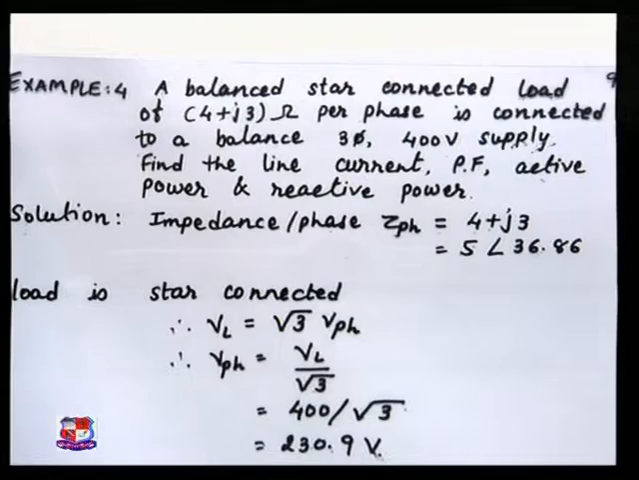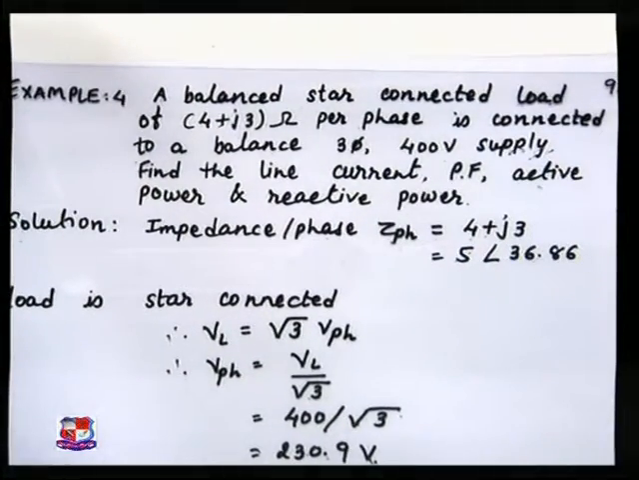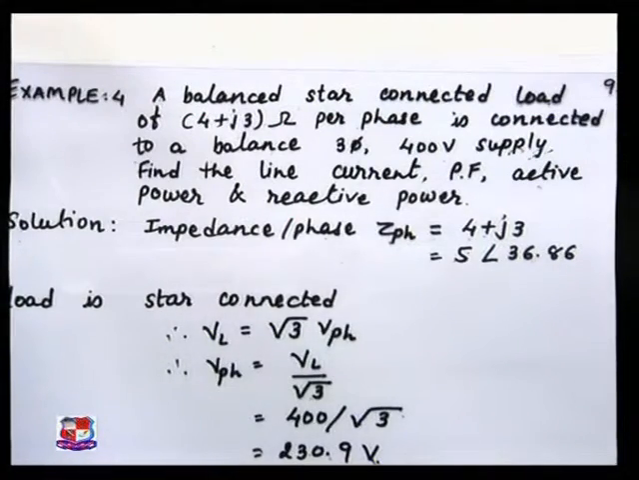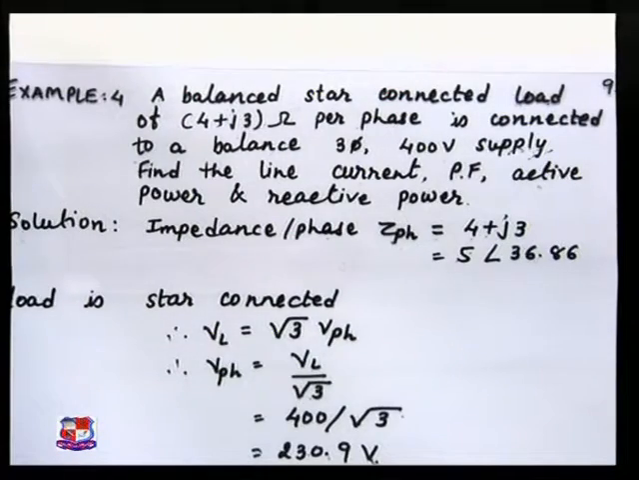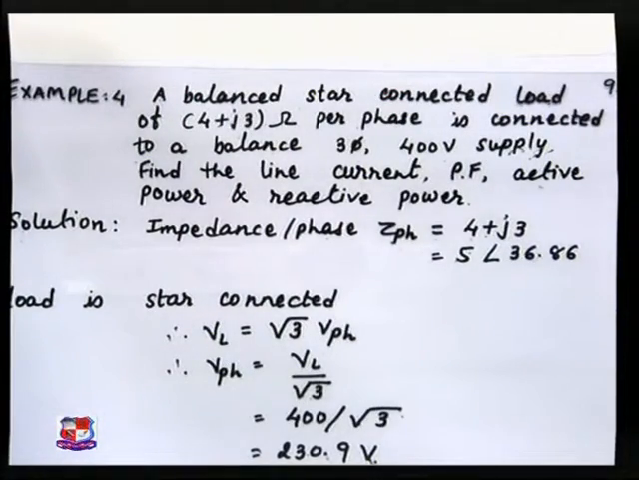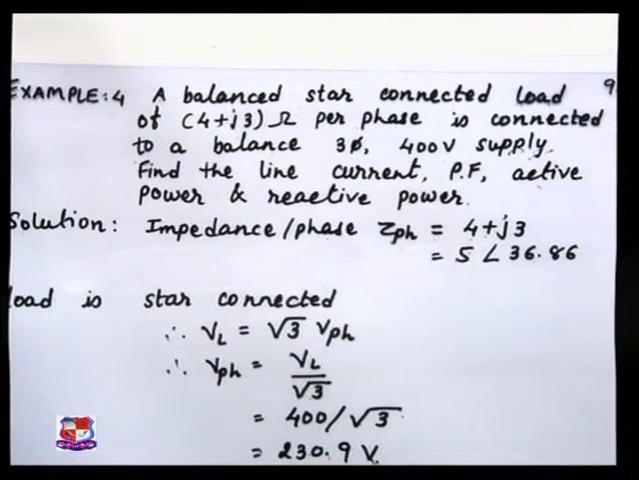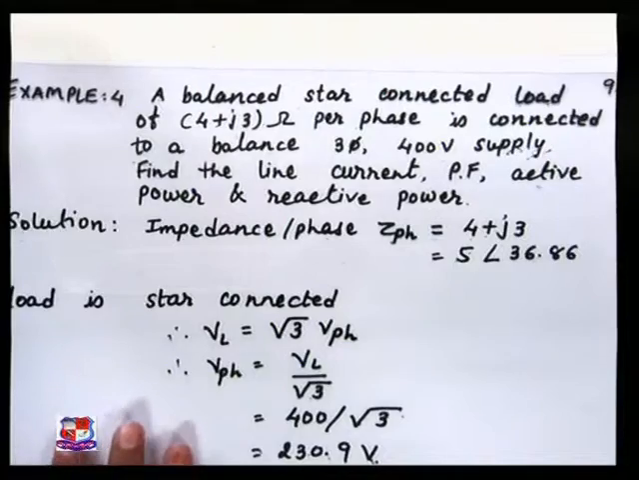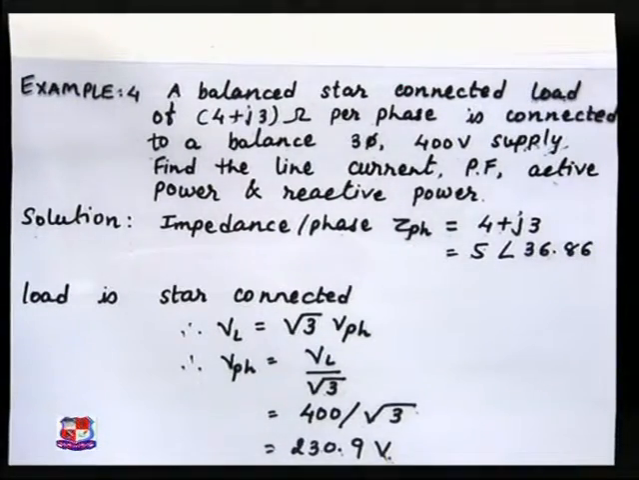This example is for a three-phase circuit. A balanced star connected load of 4 plus j3 ohm per phase is connected to a balanced 3-phase 400 volt supply. Find the line current, power factor, active power and reactive power for the given circuit.